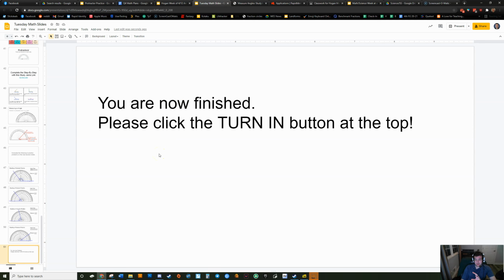But I know today was a lot of new information, and especially if you've never used a protractor, congratulations on learning how to use it. It's an excellent tool. It's one of my favorite tools to use. And thanks for working hard today.